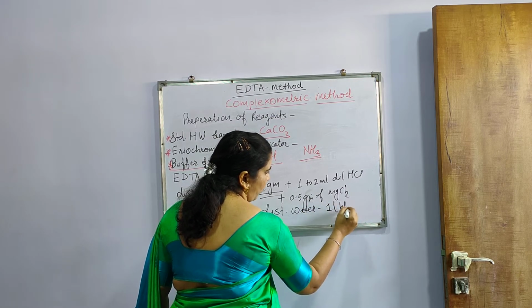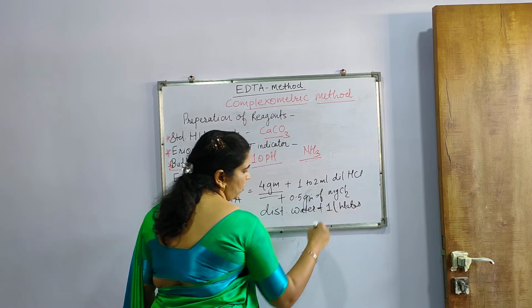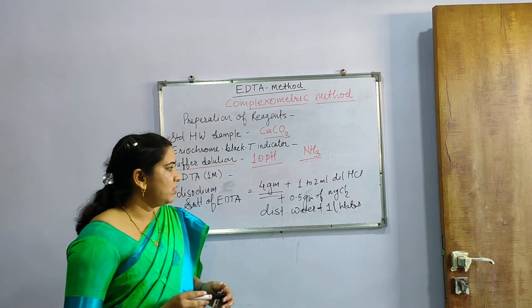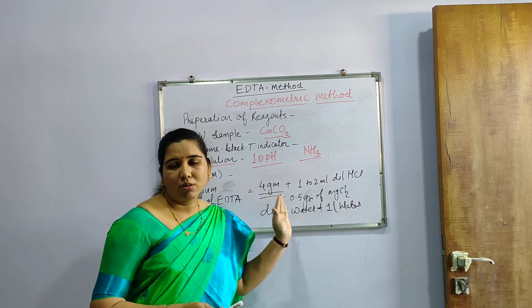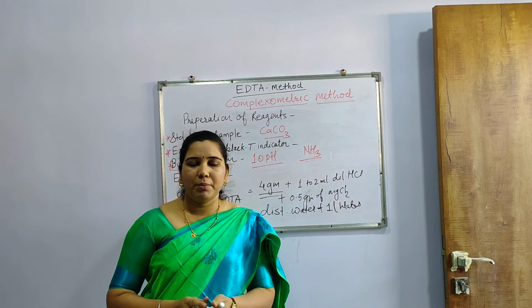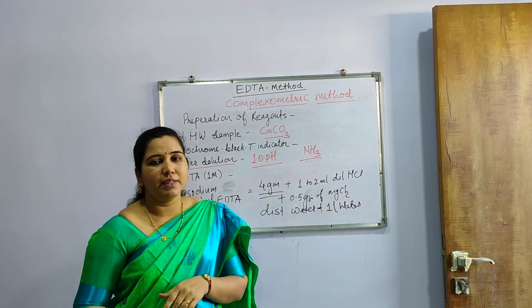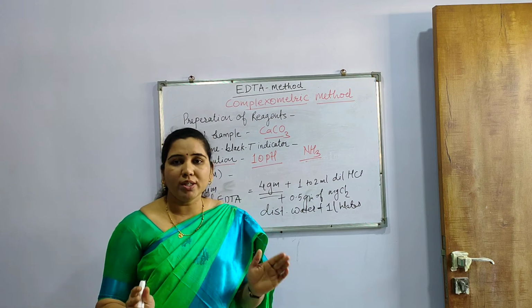1 liter of water is to be added in it. So total 1000 ml water will be required, because this is just 4 gram or nearly 4 gram. In this way, there is a formation of this solution of EDTA. So in this way, we have prepared all the solutions.